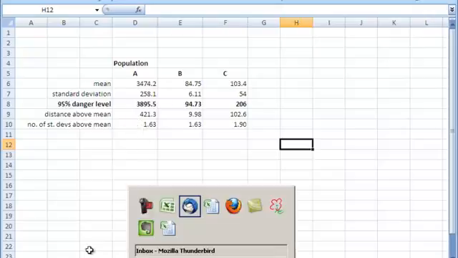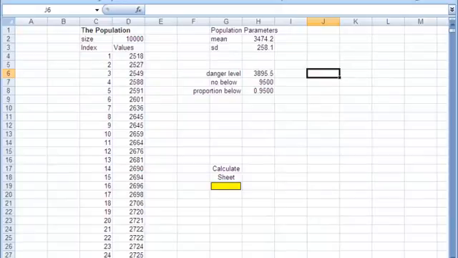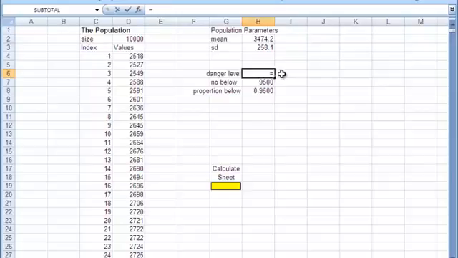Let's go back to the original sheet. So population 1, here, if I just define this level as the mean plus 2 times the standard deviation, that gives me 9,787 locations less than that. In other words, the proportion below is 97.87.